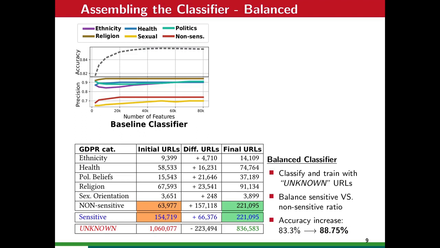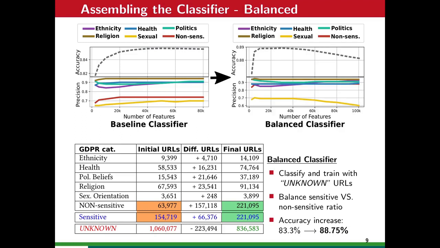We observe that using the new training set, the overall accuracy of the classifier increases by 5% if compared to the baseline classifier. We use this new training set with 440,000 URLs to create a second classifier, which we will call Balance Classifier. As you can see, if we compare the precision chart with the new classifier with the old ones, the precision remains stable for 4 of the sensitive categories, while it improves for non-sensitive URLs. Unfortunately, even with the Balance Classifier, the precision for the sexual orientation category remains around 70%. But rather than a limitation of the classifier, this might be an artifact of the training set, and the fact that it contains less than 4,000 URLs that belong to this specific category.